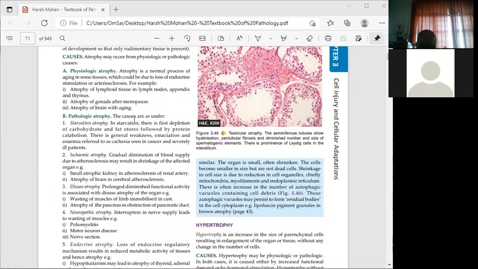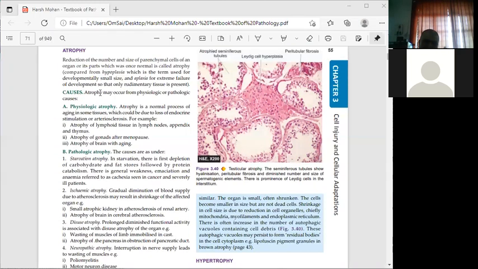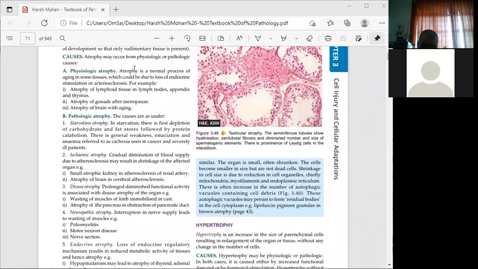The causes are as under. Starvation. First of all, we will see the causes of atrophy, that is the etiology. Physiologic atrophy first. Atrophy is a normal process.